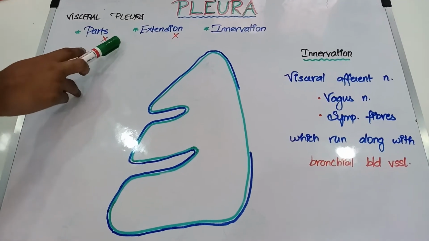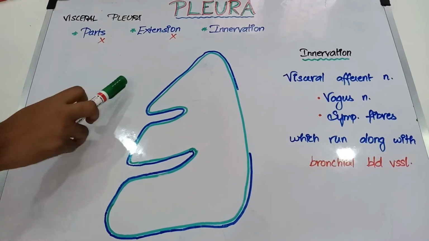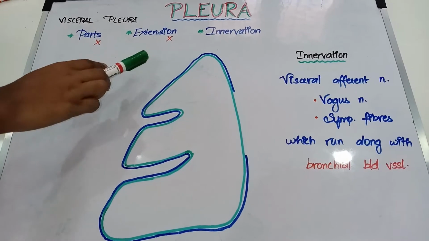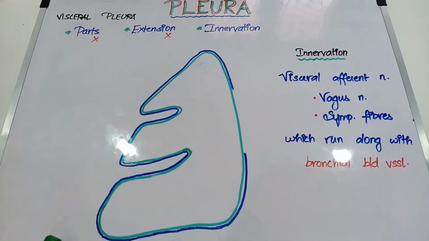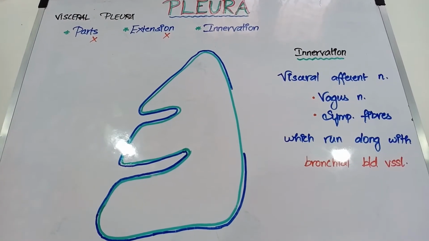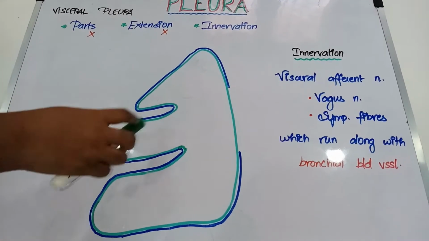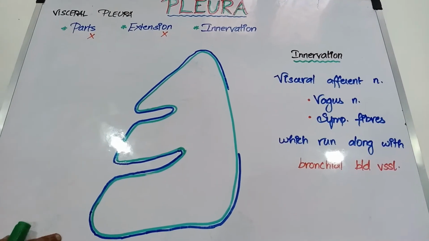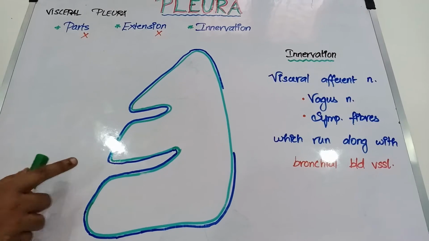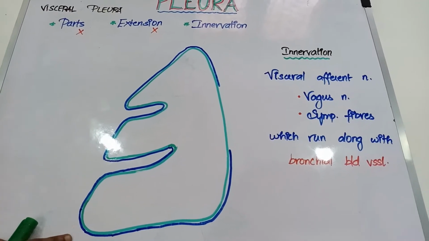So it is not divided into any parts. As for extension, unlike the parietal pleura, it is not extending above the first rib, as well as the 8th and 10th ribs, etc. So it is just confined to the lung itself. So it has no extensions. It just runs along the surface of the lung.